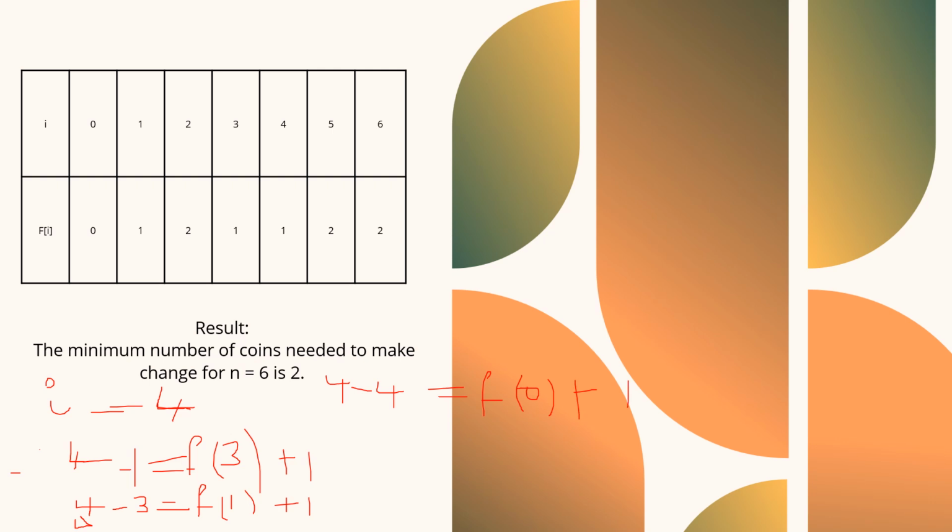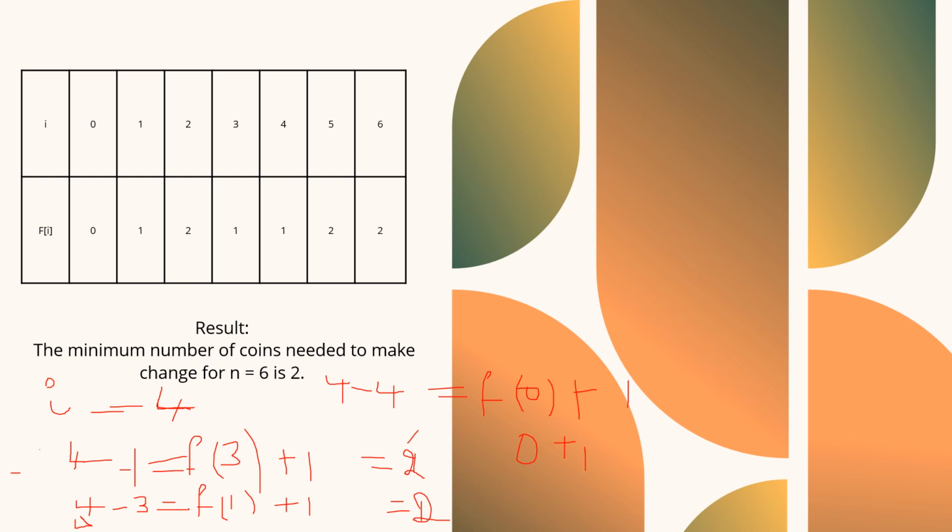Okay. So now let us calculate f of 3. f of 3 value is 1, so f of 3 plus 1, 1 plus 1 is 2. Here also f of 1 value is 1, 1 plus 1 is 2. Okay. So here also f of 0 is 0, plus 1 is equal to 1.